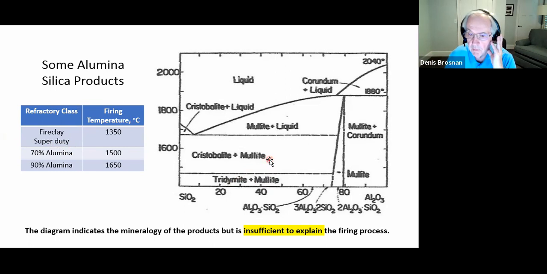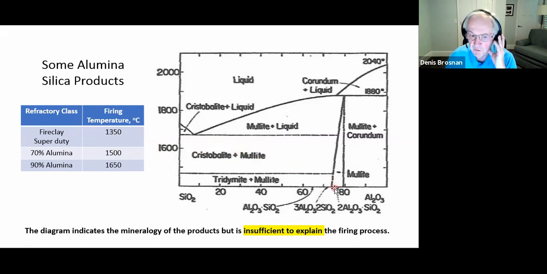So in the condition in which you buy the refractory, the constituents ought to be cristobalite and mullite. We shouldn't get much liquid formed until we get up to the eutectic temperature, and the eutectic temperature is down here, upwards of 1650 degrees Celsius. Typical firing temperature is about 1350. So we actually fire the refractory down in this particular area.